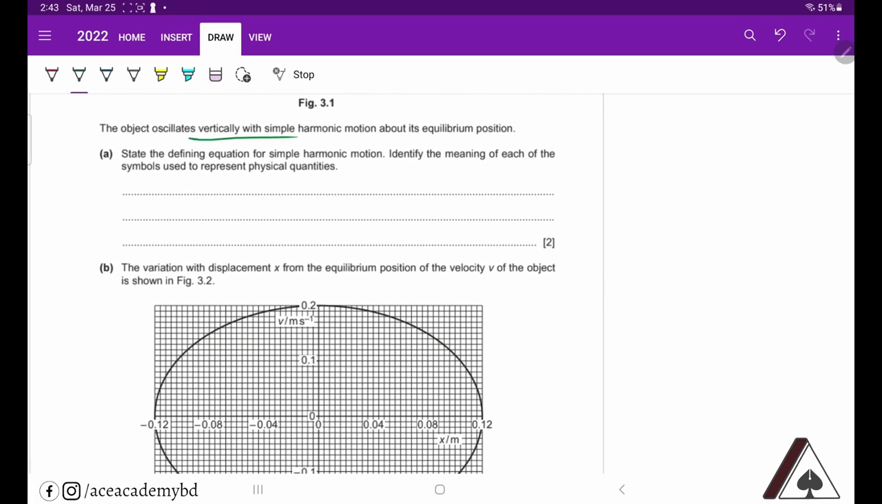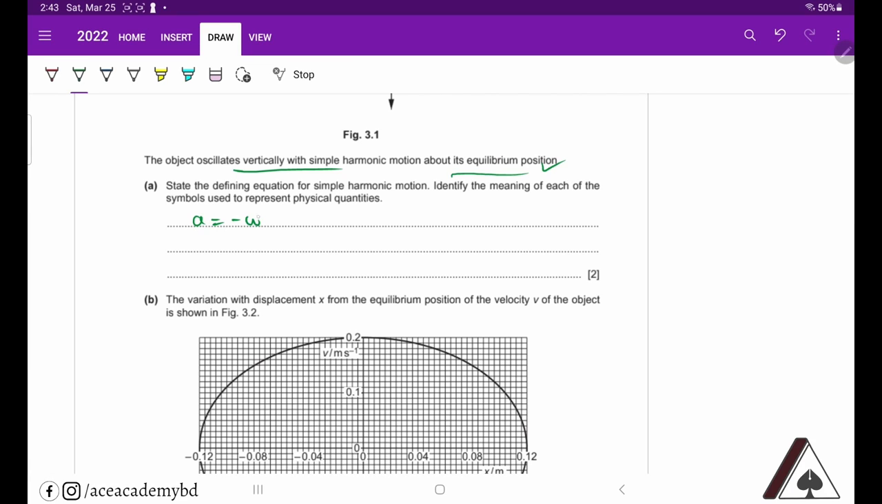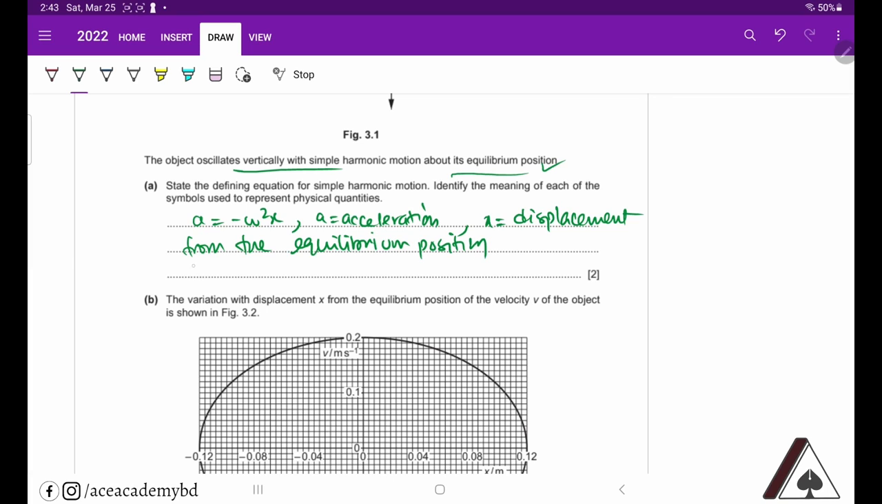Anyways. The object oscillates vertically with a simple harmonic motion about the equilibrium position. State the defining equation for a simple harmonic motion. Identify the meaning of each and every symbol which represents a physical quantity. So over here, we know the equation for a simple harmonic motion is a equals minus omega squared x. And over here, a refers to the acceleration, and x refers to the displacement from the equilibrium position, and omega is basically referring to the angular frequency.